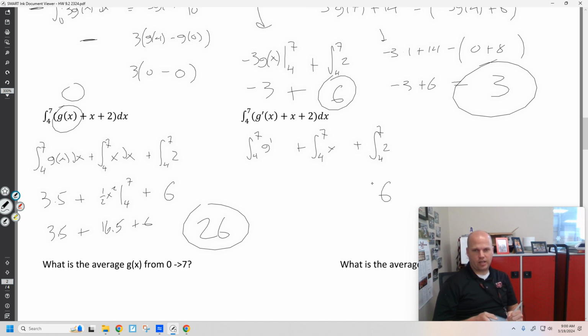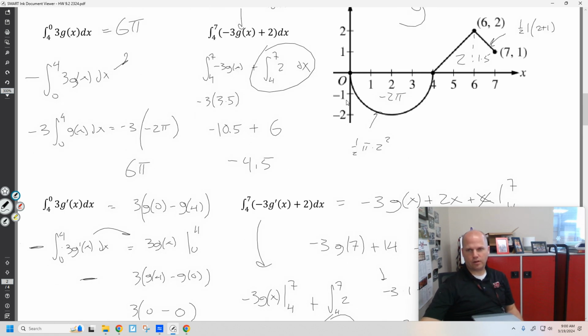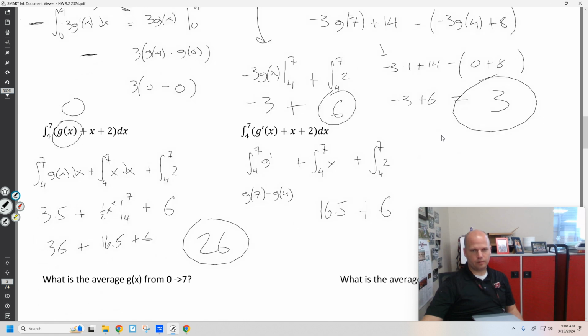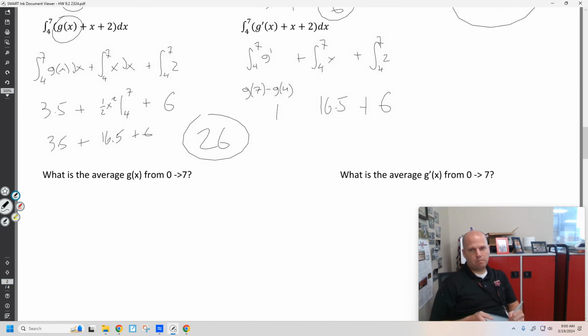Like that answer's 6. We found this answer already was 16.5. This is g of 7 minus g of 4, which we found earlier. G of 7 is 1, g of 4 is 0. So this is just 1 minus 0. So this is 23.5.